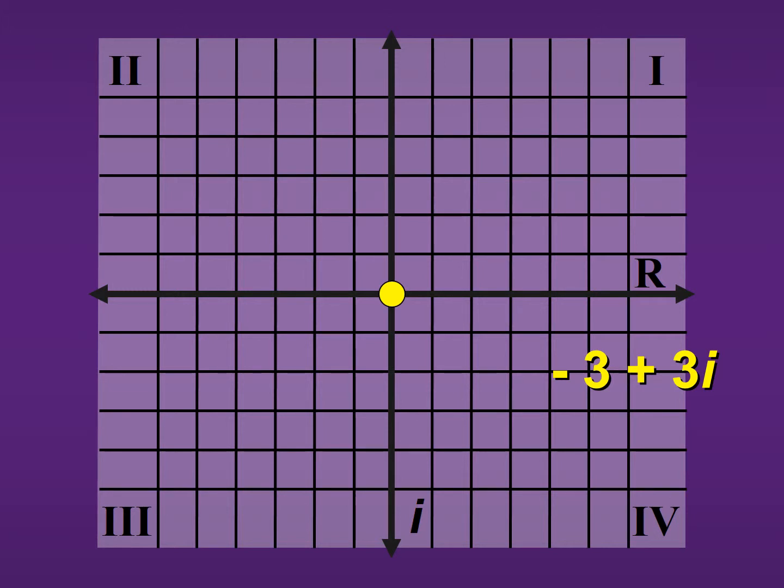Let's try another one, negative 3 plus 3i. Your real number part is negative 3, which means left 3. And then your imaginary part is 3, so you'll go up 3. Let's do one more, negative 6 minus 3i. So negative 6 is left 6, and then down 3 for the negative 3.